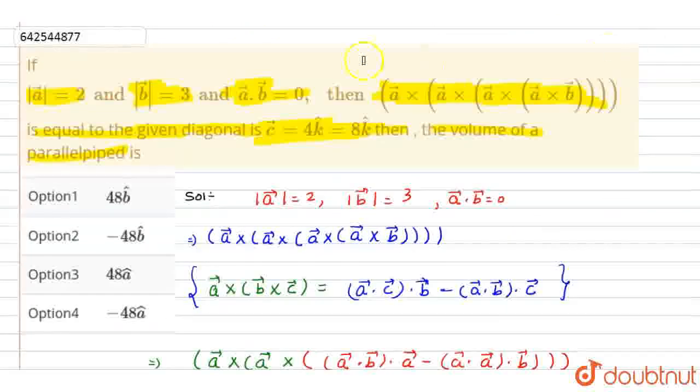Now checking the options, we get option 1 is the right answer.